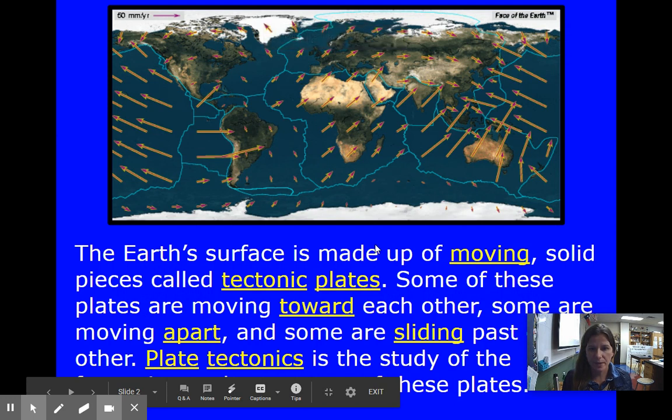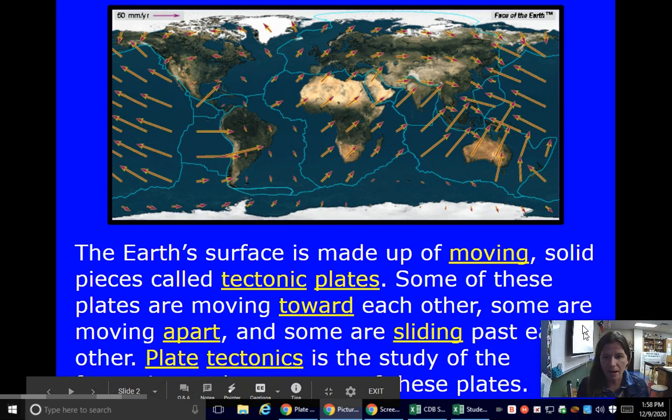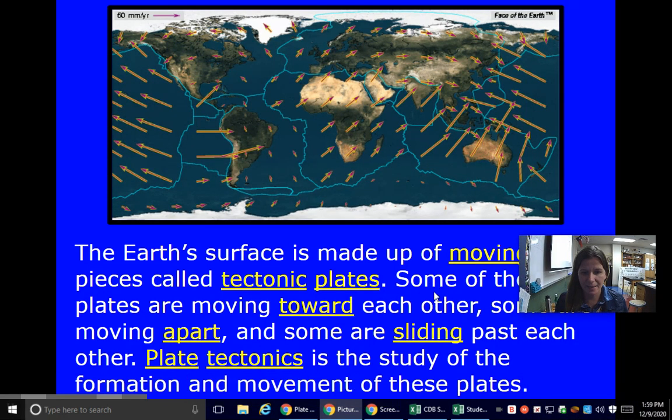Earth's surface is made up of moving solid pieces called tectonic plates. Some of these plates are moving towards each other, some are moving apart, and some are sliding past each other. Plate tectonics is the study of the crustal formations at these plates.